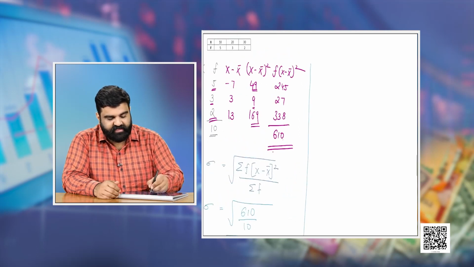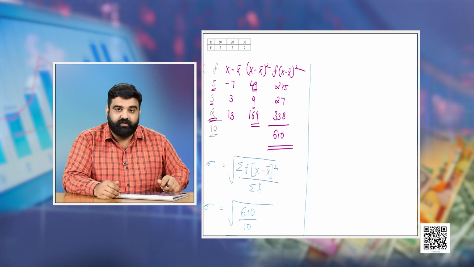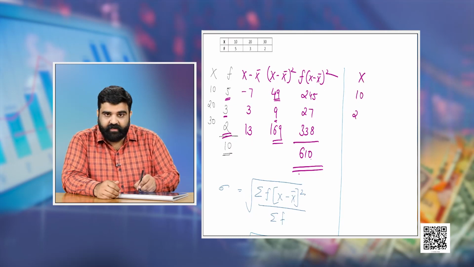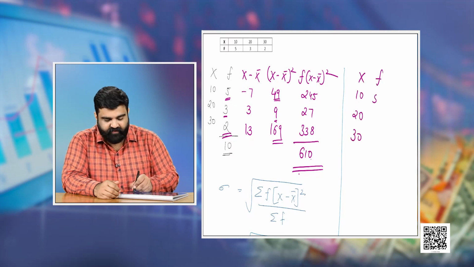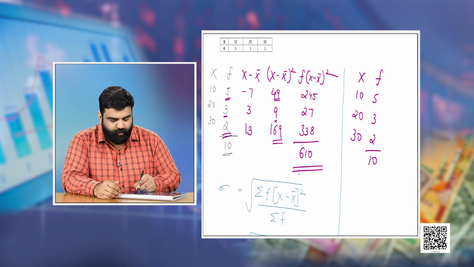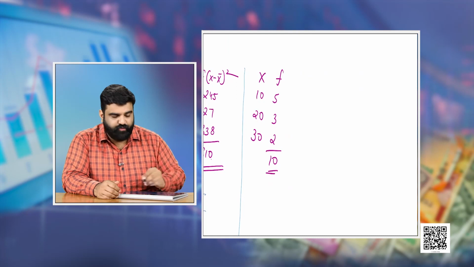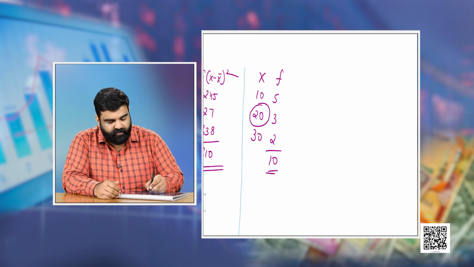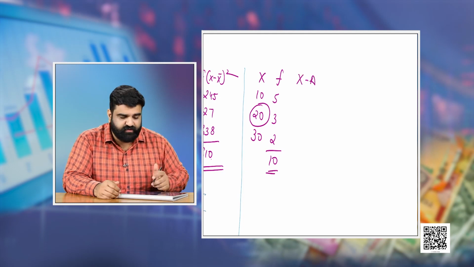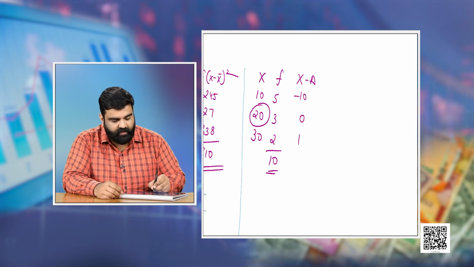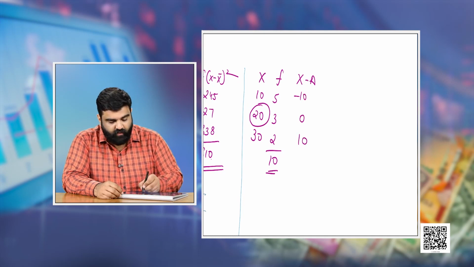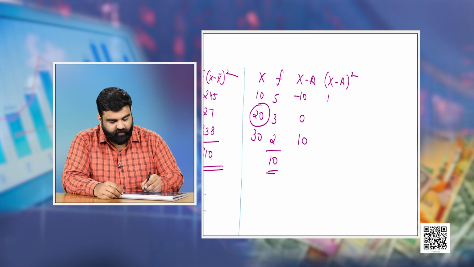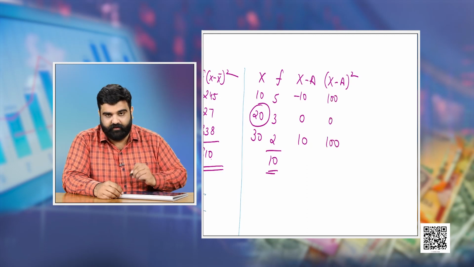Now, let us move on to the next method, which is the shortcut method or the assumed mean method. So, we have the question as x, 10, 20 and 30, and we have the frequencies as 5, 3 and 2. The total of these frequencies is 10. Let us assume 20 to be the mean of the question. So, we have x minus a, that is the deviations from assumed mean, which will be minus 10, 0 and 10. Let us now find the square of these deviations. So, which will be 100, 0 and 100.